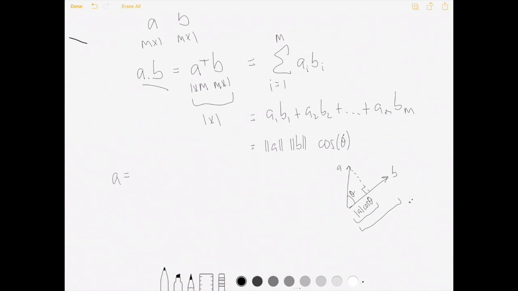So let's look at a very simple example of that. Say A equals 3, 1, and B equals 1, minus 1. Then A dot B is just 3 times 1 plus 1 times minus 1, which is 3 minus 1, which is 2. Okay.